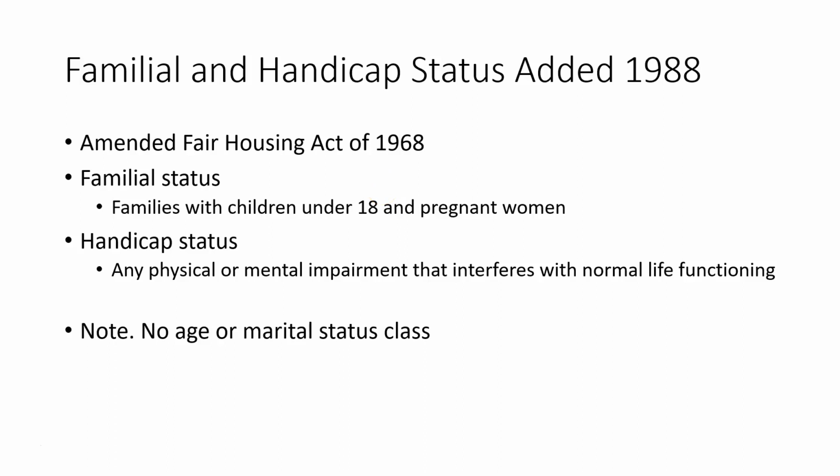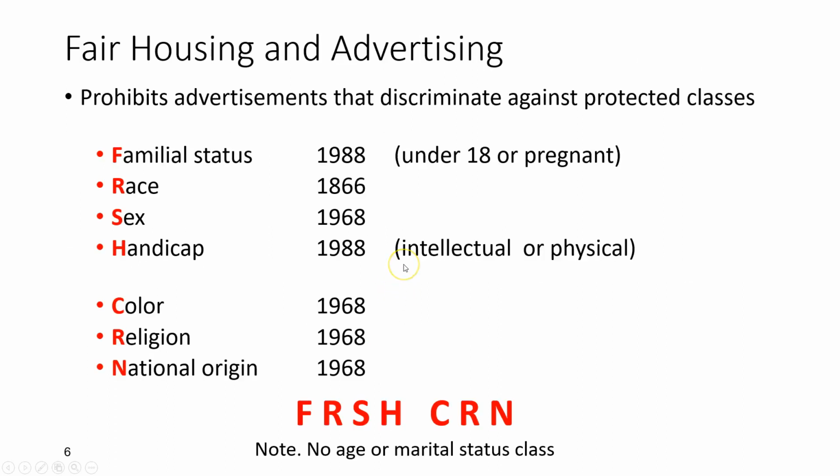Remember, handicap status is any physical or mental impairment that interferes with normal life functioning. And familial status is families with children under 18 or pregnant women. Age and marital status are not protected statuses. Here's a quick way of remembering what the protected classes are. We say FRESH CORN: familial status, race, sex, handicap, colour, religion, national origin.